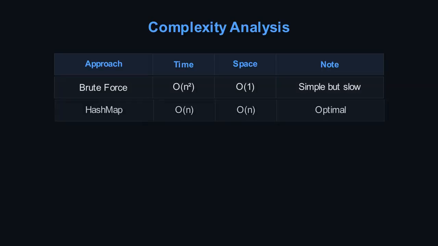Now let's analyze the time and space complexity of the solutions. The brute force approach has a time complexity of n squared and a space complexity of 1. The optimal hash map approach has a time complexity of n and a space complexity of n. As we can see, the optimal hash map approach is much more efficient than the brute force approach.